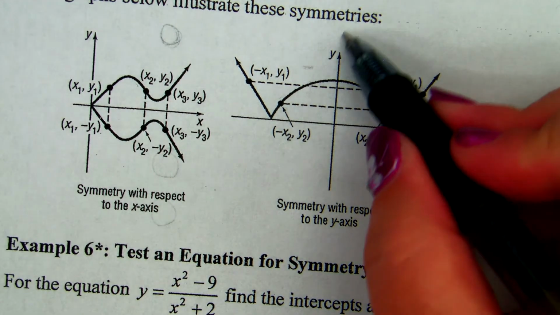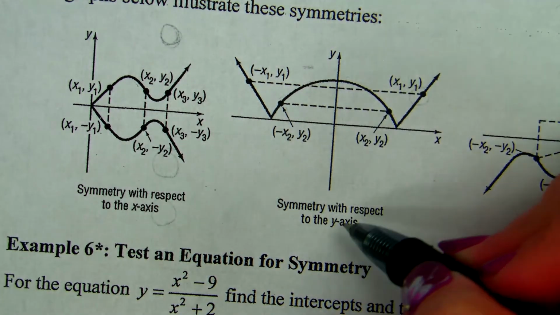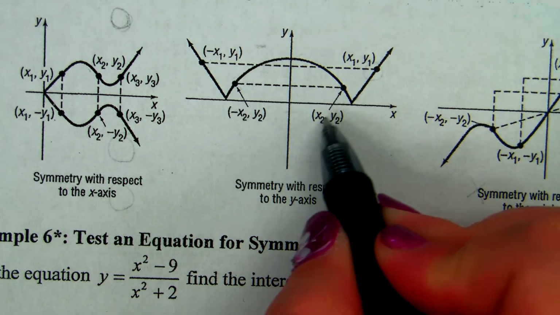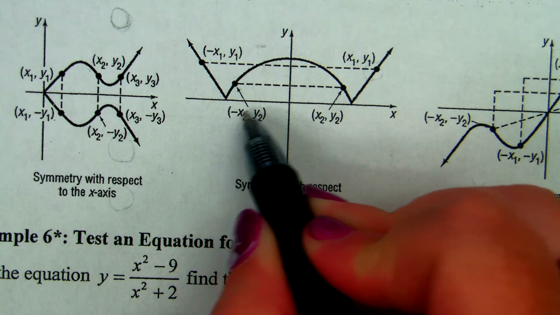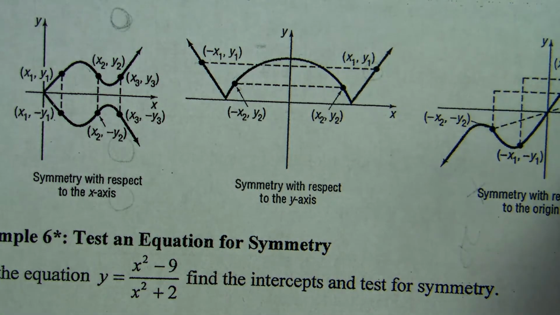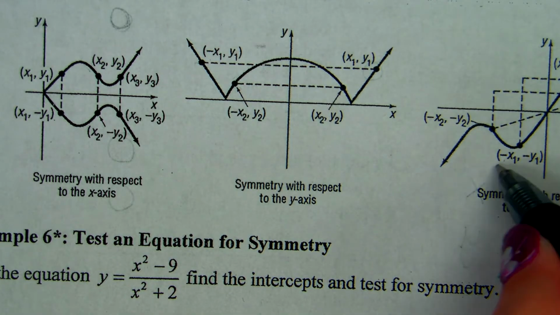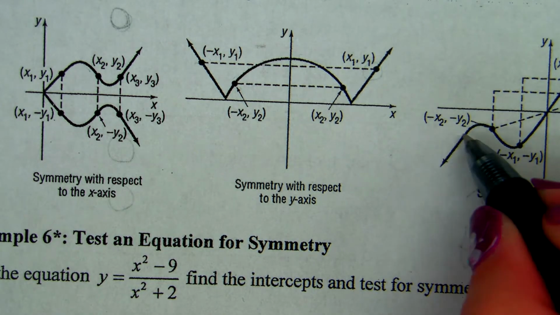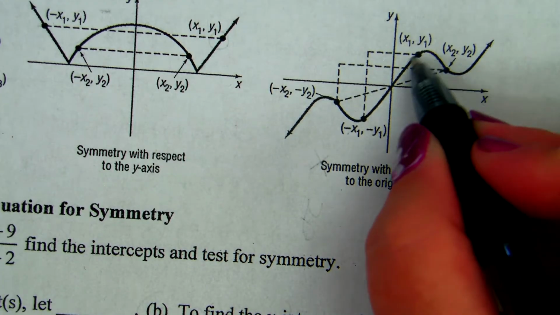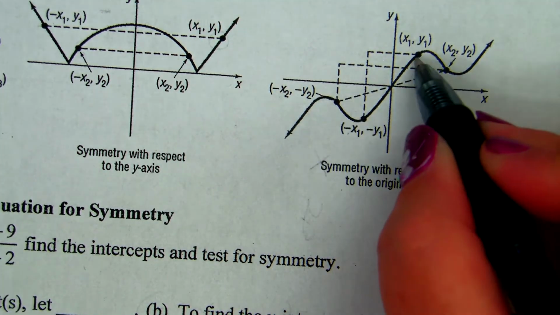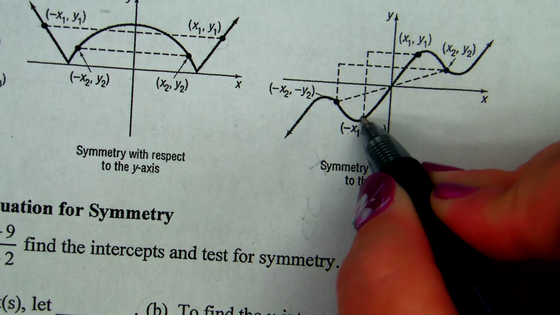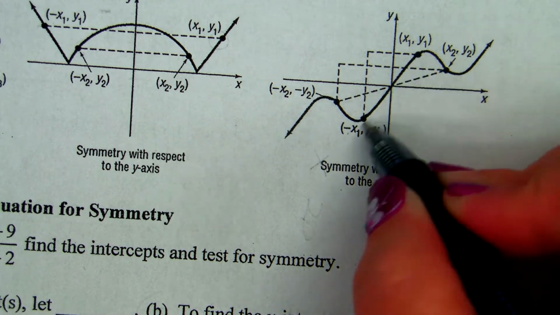Here's symmetric to the y-axis. The x's all become negative. The x's all become the opposite. And it's symmetric with respect to the y-axis. And then the origin: both the x and the y become negative, or the opposite. So this is symmetric with respect to the origin. This point (x1, y1) goes to (-x1, -y1). It goes right through the origin.